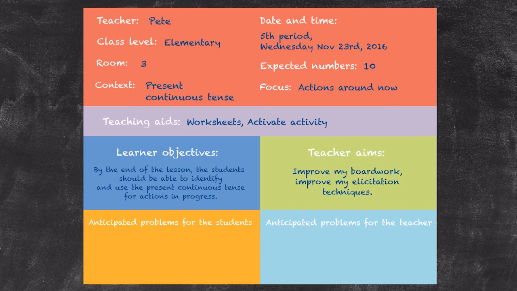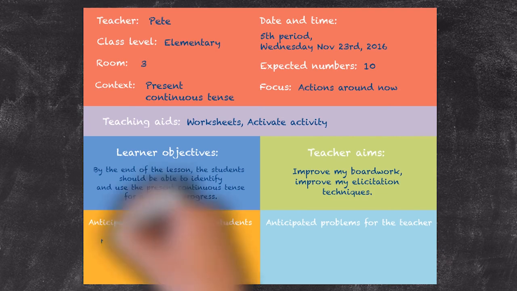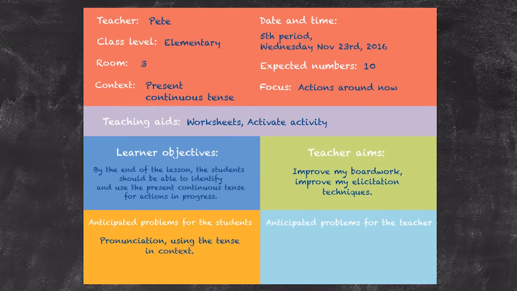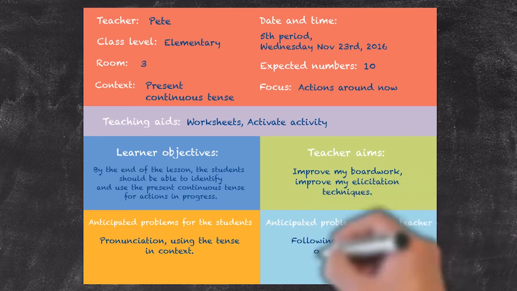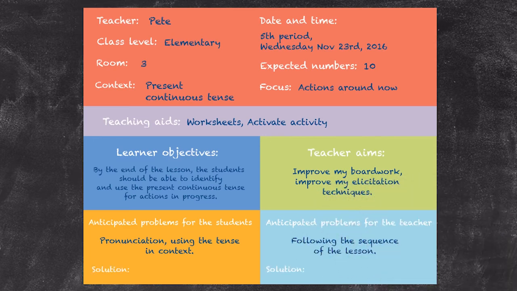A couple of anticipated problems for the students: pronunciation, first of all, and secondly, using the present continuous tense in a real context. Anticipated problems for the teacher: I'm afraid that I may get drawn away from the actual lesson plan itself, so following the sequence of the lesson. And the solutions to both of these, for pronunciation, as we've mentioned, would be drilling. And for the students using the tense in context, that would be part of our activate activity.